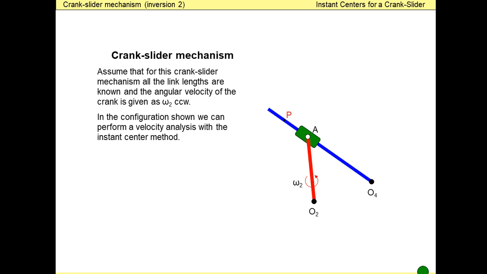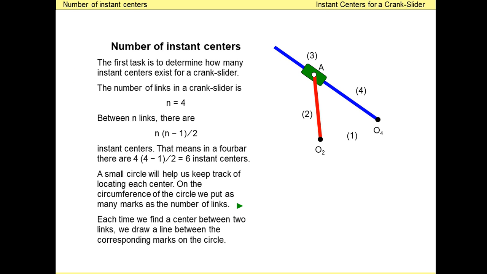Now, consider this slider crank mechanism. We know all the lengths of the links and also we know the angular velocity of crank O2A. So for the given configuration, we are going to perform velocity analysis by using the instantaneous center method. In the instantaneous center method, first we have to define how many instantaneous centers are present for this configuration. Before determining the number of instantaneous centers, we have to find out how many links are present in this mechanism.